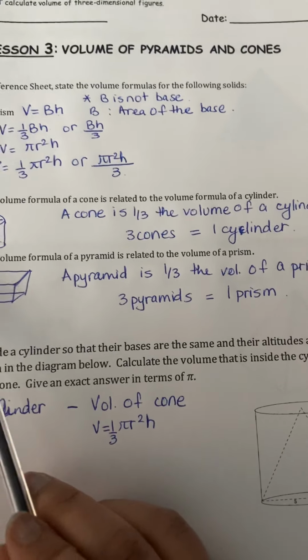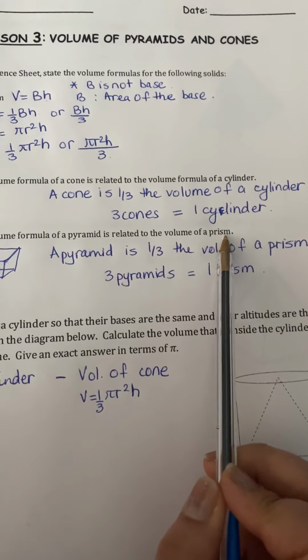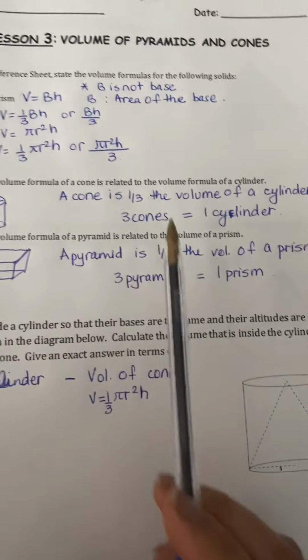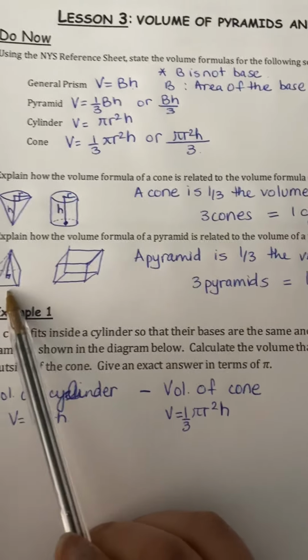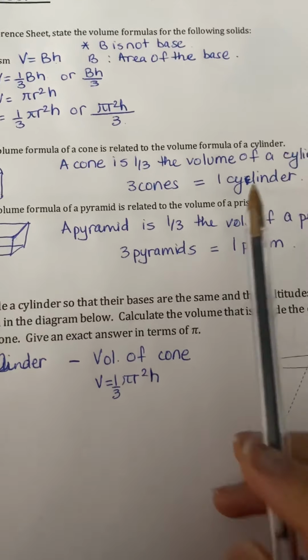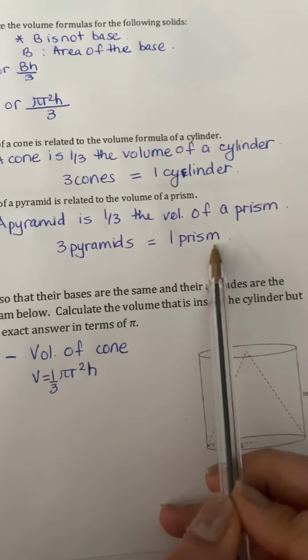Same thing with the pyramid. Explain how the volume formula of a pyramid is related to the volume formula of a prism, which we looked up here also, right? The formulas were the same, but what was the only difference? That 3 pyramids can fit into 1 prism if they have the same height and the same base. Okay, so 3 pyramids equals 1 prism.